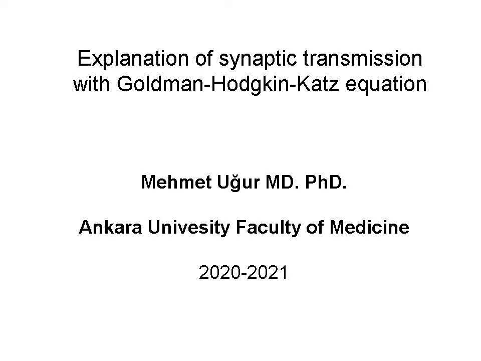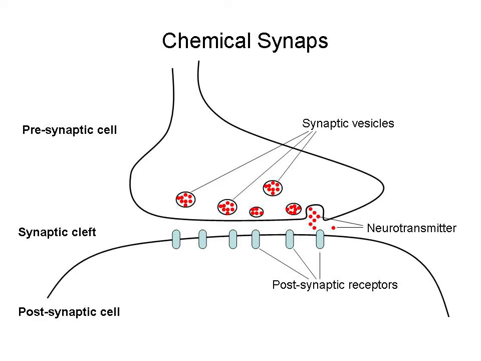Hello. Today we are going to discuss synaptic transmission using the Goldman-Hodgkin-Katz equation, and we will mainly focus on the membrane permeability and membrane electrical potential changes during synaptic transmission. The chemical synapse is constituted of a presynaptic cell, a postsynaptic cell, and a synaptic cleft.